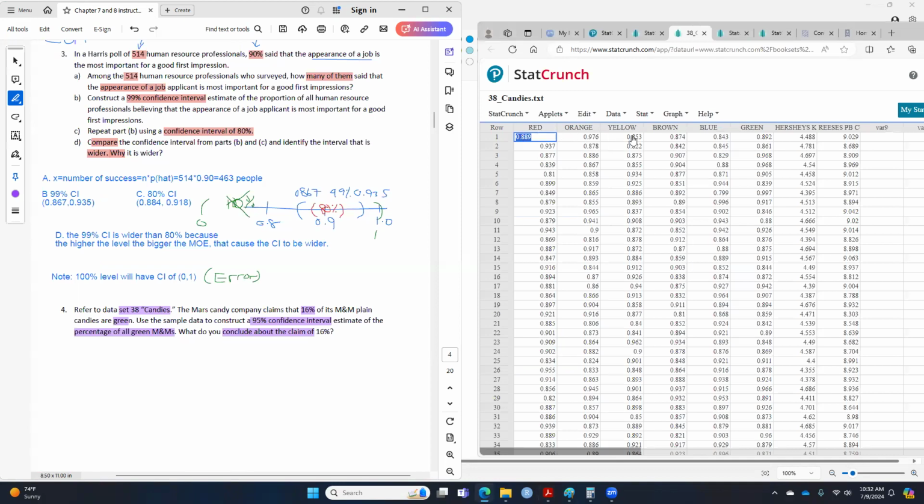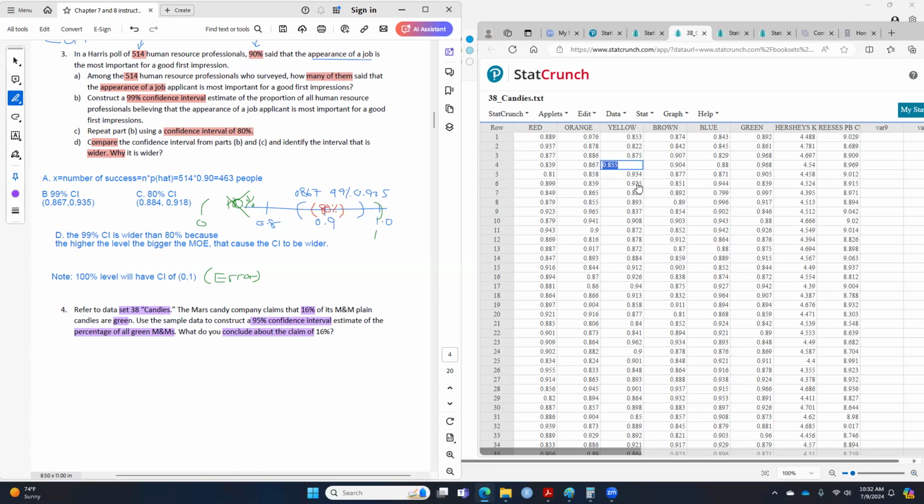Again, we are only concentrating on the red, orange, yellow, brown, blue, and green. These are the M&M's colors of candy. We don't do Hershey's and the Reese's peanut butter. So we do not do this. So this is it. And then what are all these numbers?